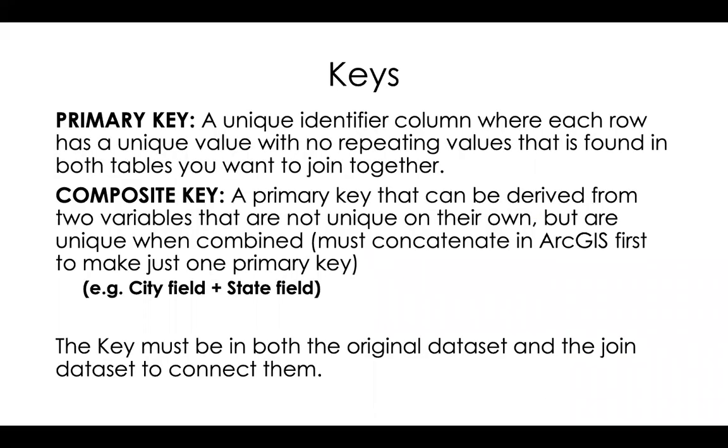So what are these keys I'm talking about? Well, there's actually two kinds. There's a primary key, a unique identifier column where each row has a unique value with no repeating values that's found in both tables you want to join together, or a composite key. Let's talk about a primary key first.